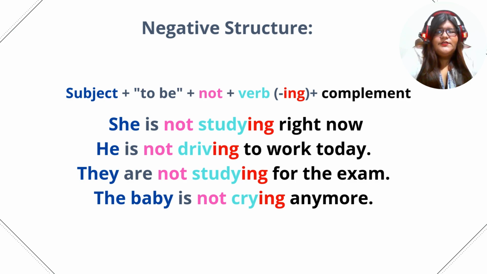Then we have here the negative structure. We have the subject plus the verb be plus not plus the verb in ing form plus the complement. For example, she's not studying right now. He's not driving to work today. They are not studying for the exam. The baby's not crying anymore. This is like, say, things that aren't happening at the moment, right?